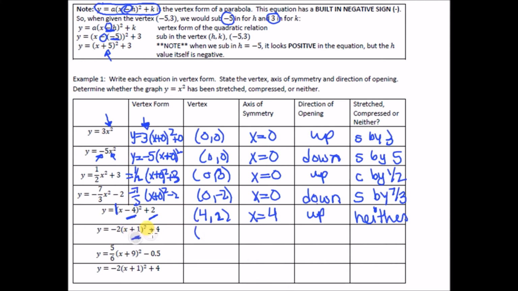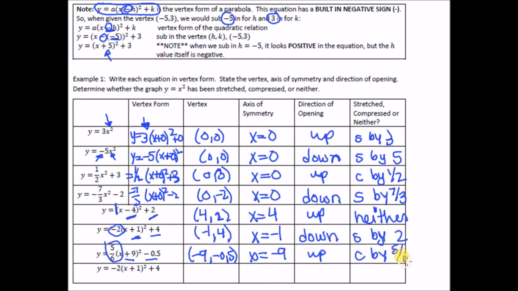Okay, this time we get -1, 4. Okay, x equals -1. Now, this is going to open down because this leading coefficient is negative, and it's going to be a stretch by 2. Okay, vertex -9, -0.5. And x equals -9, and this is going to open up. And this is a compression by, and we can say 5/6.